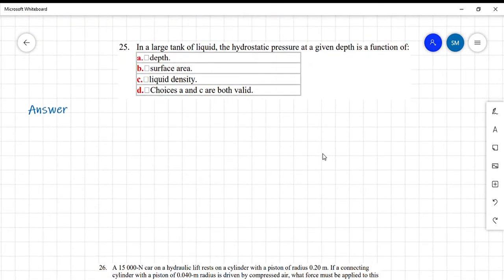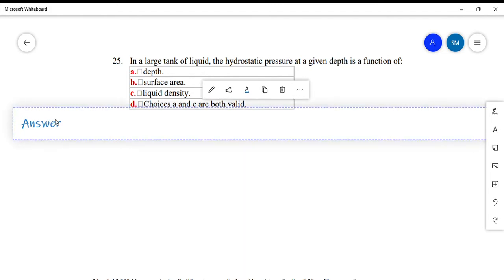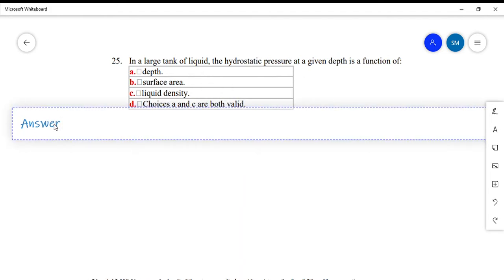Question number 25. In a large tank of liquid, the hydrostatic pressure at a given depth is a function of. There's a rule. Or let me see, the hydrostatic pressure is the pressure present within a fluid when it is at rest. So this is the definition of hydrostatic pressure.